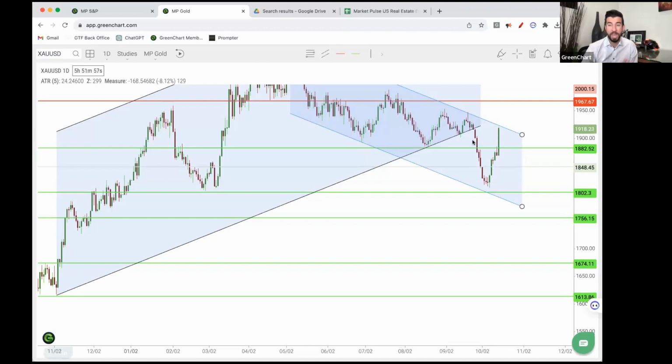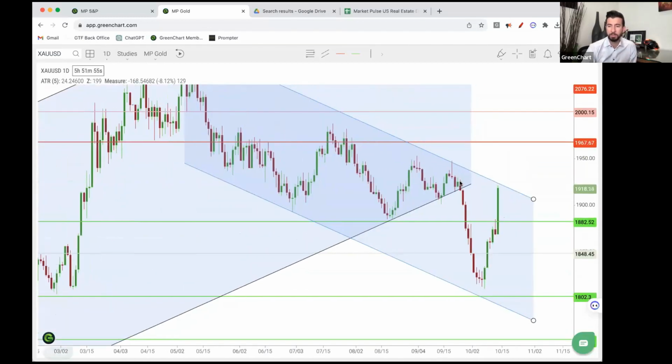However, let's talk about next week. Next week is going to be a little challenging in terms of consolidation, after having a move like this on Friday, which is not uncommon, by the way. It broke that 1882 level, and it just didn't have anything. It had no resistance other than this channel resistance. And look, guys, it hit it.